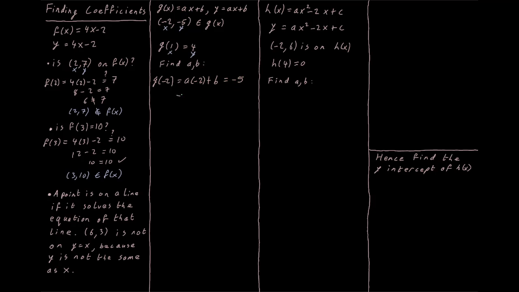So I end up with one of the things I know must be true is that -2a plus b should be equal to -5. Now I have an equation with two unknowns in it, so I think I need to use simultaneous equations. But I'm going to get my second piece of information I was given and see if that works out. So I end up with g of 1 should be equal to 4. So a times 1 plus b should be equal to 4. So I end up with a plus b is equal to 4.